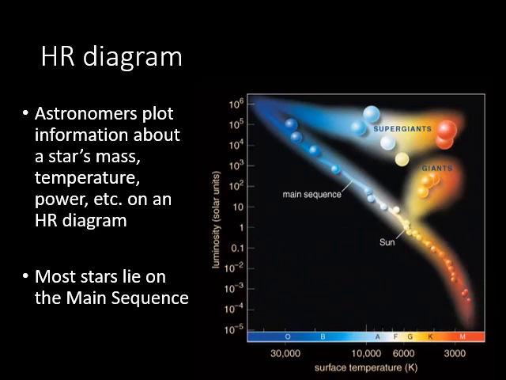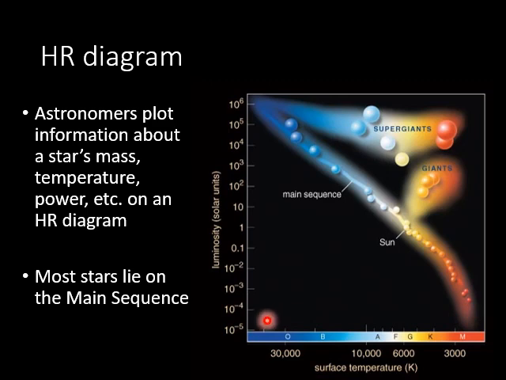The x-axis is a little bit tricky because it's backwards from what we normally do on a graph. The x-axis is the surface temperature of the star, where we have hotter stars on the left and colder stars on the right. The colors are also analogous. In general, we have bigger, hotter stars as blue, and smaller, colder stars as red. So the colors correspond to the temperatures.